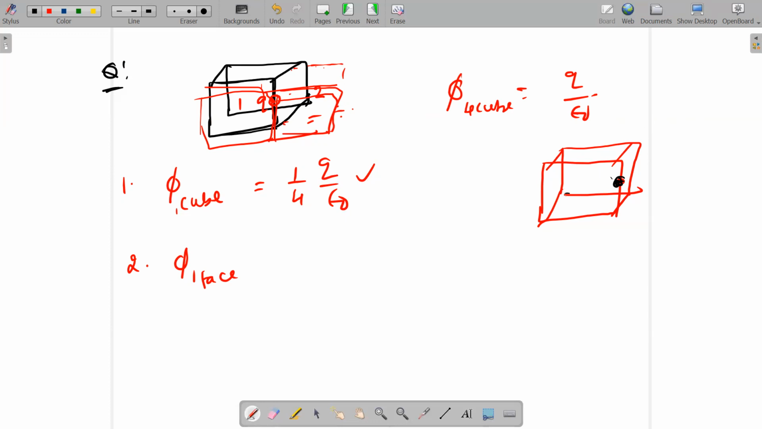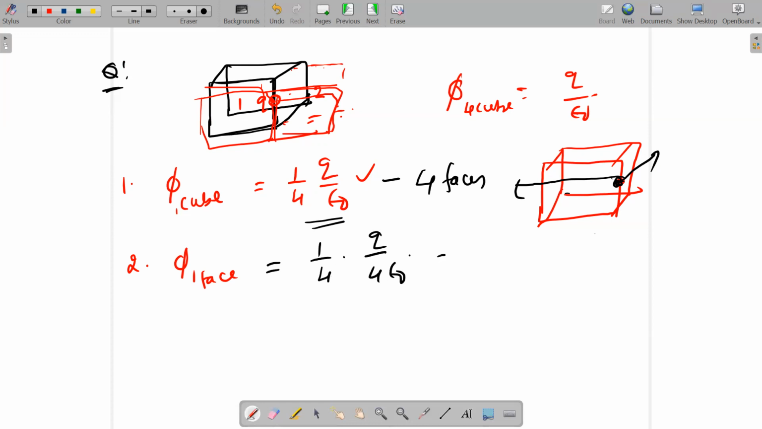Means how many phases are contributing this? In this single cube, how many phases are contributing? The phases which are linking with the charge will not contribute. Means this phase and this phase, only 2 phases are linking with this, right? The top, bottom one and the back one are not linking with it. So out of 6 phases, 2 phases are not contributing, means 4 phases are contributing. So the flux through 1 cube means flux through 4 phases is q by 4 epsilon naught. So flux through 1 phase is 1 by 4 times q by 4 epsilon naught. That means it is equal to q by 16 epsilon naught.